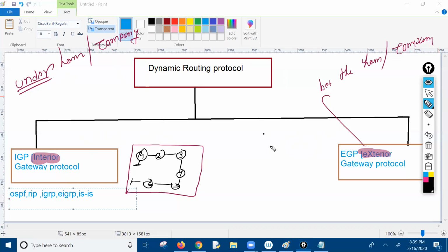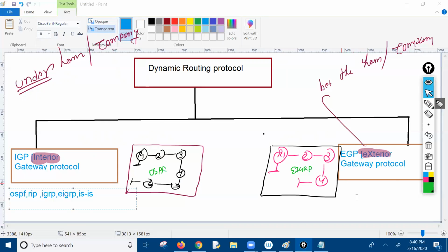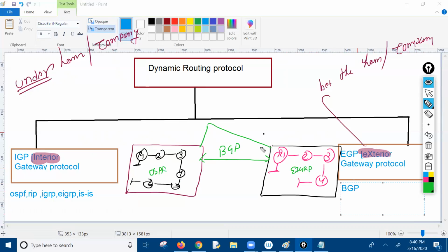Similarly, we have another home, or another company, with router 1, router 2, router 3, router 4. So between this LAN and this LAN, we are going to use some protocol. Just take an example: I'm going to use EIGRP over here and OSPF over there. In the EGP, we have a single protocol known as BGP, the Border Gateway Protocol. We are running OSPF under one company network and EIGRP under the other. But if you want to provide communication between these two, we have to run BGP. That's the meaning of exterior. BGP means border gateway. Border means between these two companies' borders, so we run the border gateway protocol.